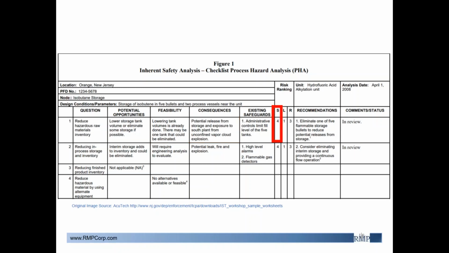The severity of this consequence is ranked in the severity column. Then current safeguards are listed, such as administrative controls to limit levels in tanks. And the likelihood of the consequence, considering these safeguards, is ranked, producing a risk ranking. The final item is a recommendation, which is based off of your ISD brainstorm you considered earlier. So this is when you evaluated potential opportunities and then determined their feasibility. For this example, the recommendation is to eliminate one of the 5 flammable storage bullets to reduce potential releases from storage, which uses the minimization ISD principle.